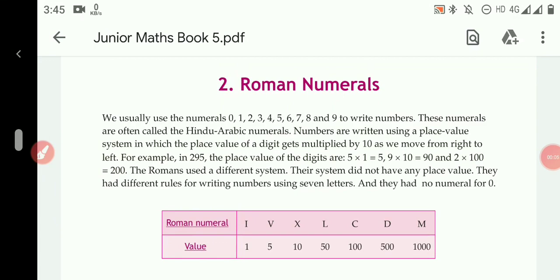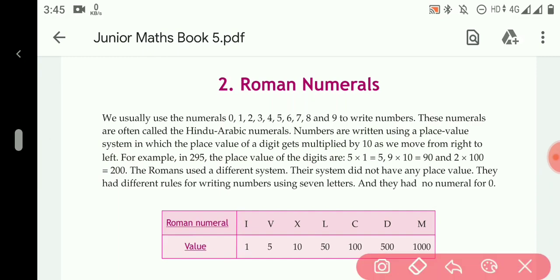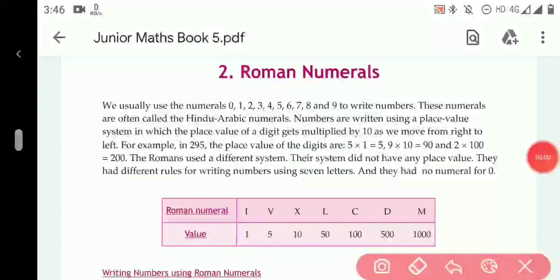This is your maths class. Your first chapter is completed. Hope you have done all the exercise in your maths copy. Our second chapter is Roman numerals. In this chapter we will study how to write numbers in Roman numerals.